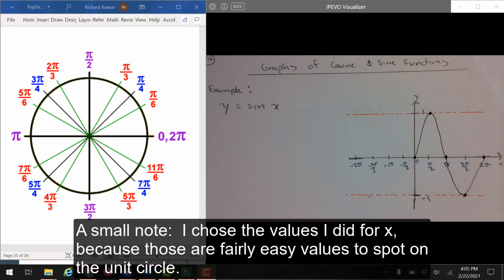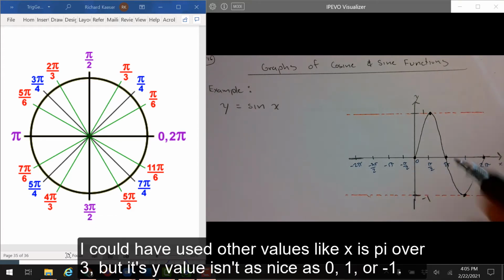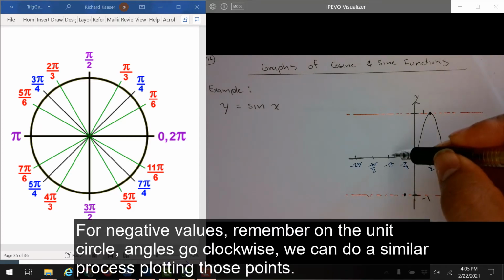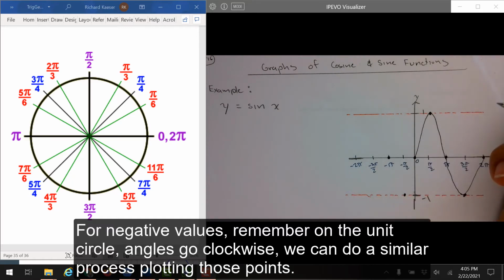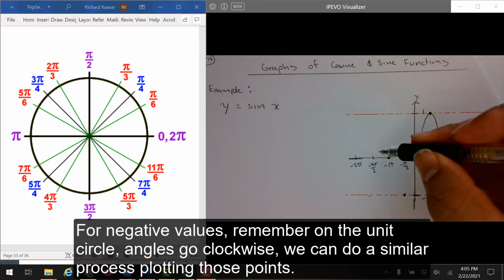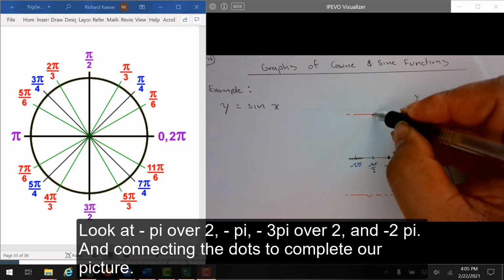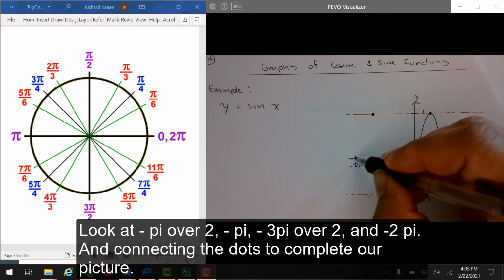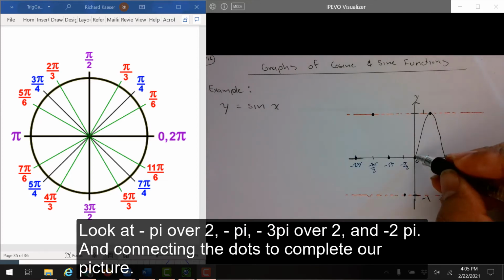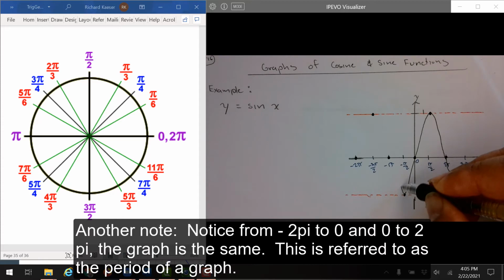A small note, I chose the y values I did for x because those are fairly easy values to spot on the unit circle. I could have used other values like x is pi over 3, but its y value isn't as nice as 0, 1 or negative 1. For negative values, remember on the unit circle, angles go clockwise. We can do a similar process plotting those points. Look at negative pi over 2, negative pi, negative 3 pi over 2, and negative 2 pi, and connecting the dots to complete our picture.